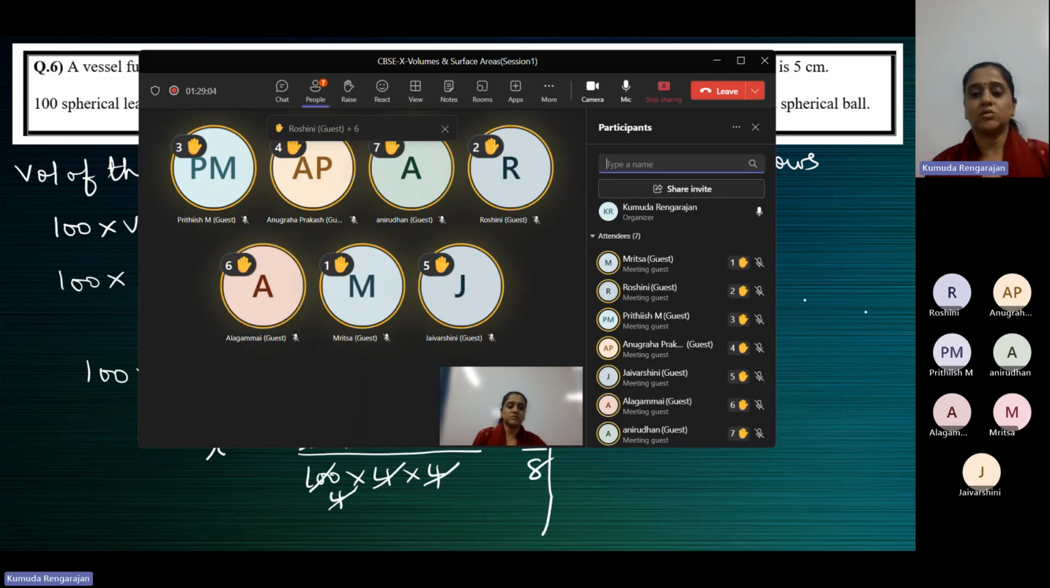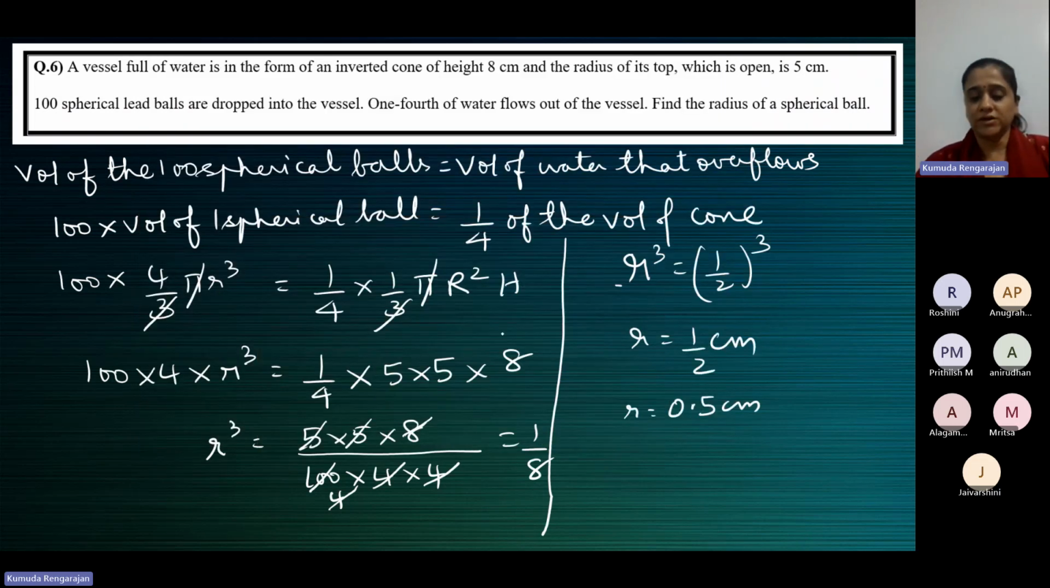That's Roshni, Pratish, Anugraha, Jayavarshini, Gamayan, Aniruddhan. Okay, very good, children. Yeah, let's continue.